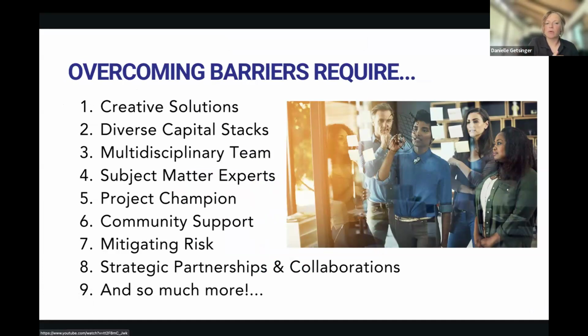I think that the most important piece here is to have a project champion. We see that over and over again because this is going to get hard all the way through. So there needs to be somebody that's overcoming and pushing the project forward. Community support is also big and can help with that project championship. Risk mitigation strategies, strategic partnerships, etc.